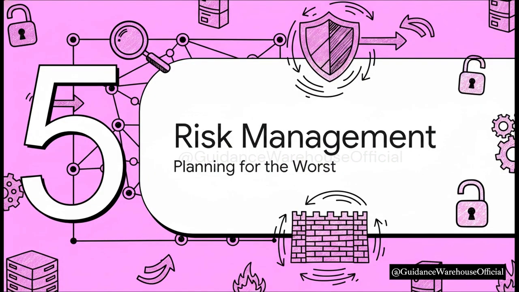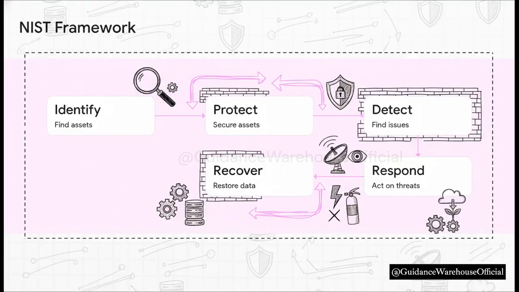Section 5. Risk Management Strategies. Planning for the worst at scale. All right, let's zoom out to the organizational level for a minute. To manage risks at scale, massive businesses don't just guess, they use established playbooks. And the ultimate playbook is the NIST Cybersecurity Framework. It breaks down into 5 continuous steps.